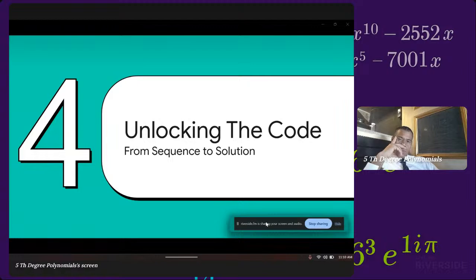Okay, so we've turned the crank. We've generated these unique fingerprints for our equations. We have these sequences of numbers, but so what? What does that actually get us? What does the final answer, the X we've been looking for all this time, actually look like?